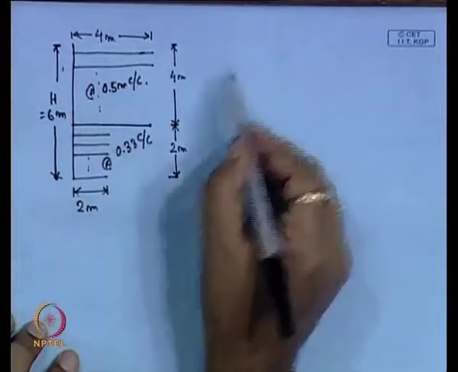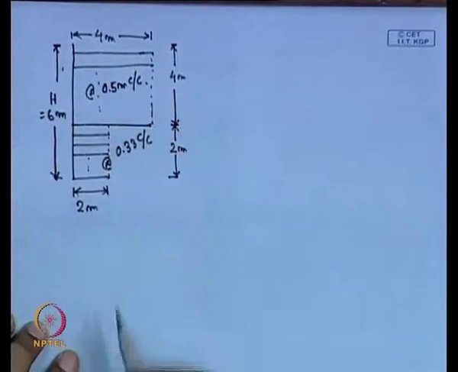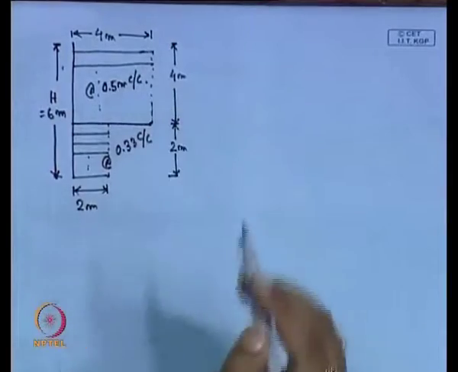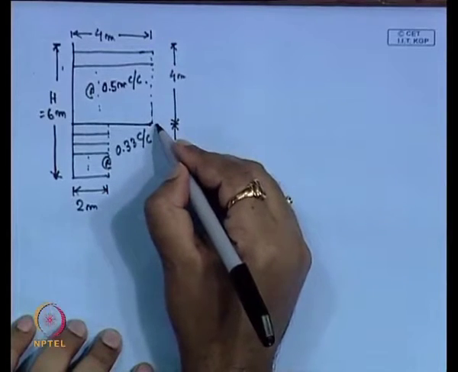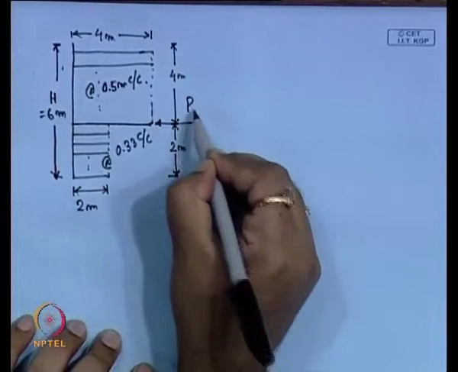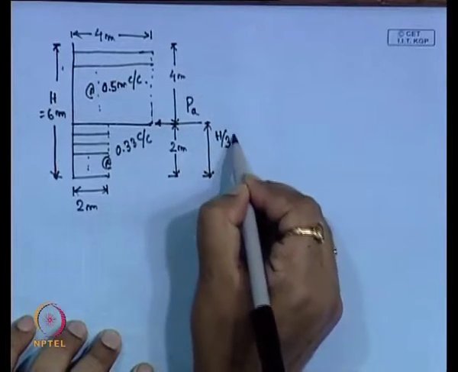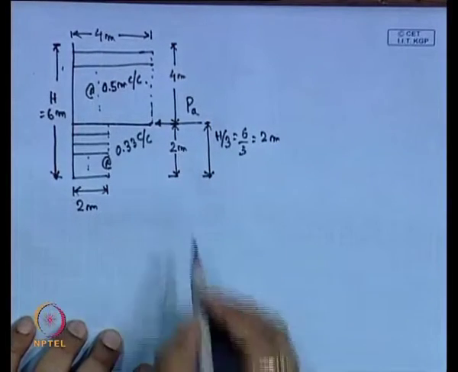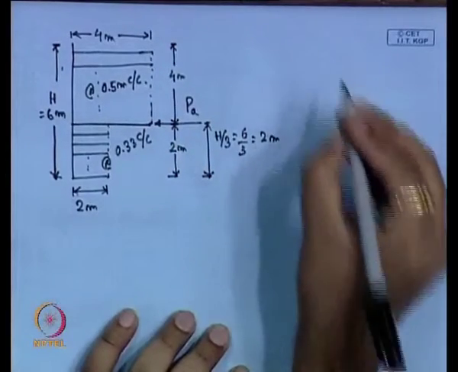Here, up to 2 meter the spacing is 0.33 center to center, and this is up to 4 meter. Now, the active earth pressure that is acting here, you can consider as P active, which is acting at a height of H by 3, that is 6 by 3, that is 2 meter from the base. Now, we consider the sliding, overturning and bearing capacity failure.